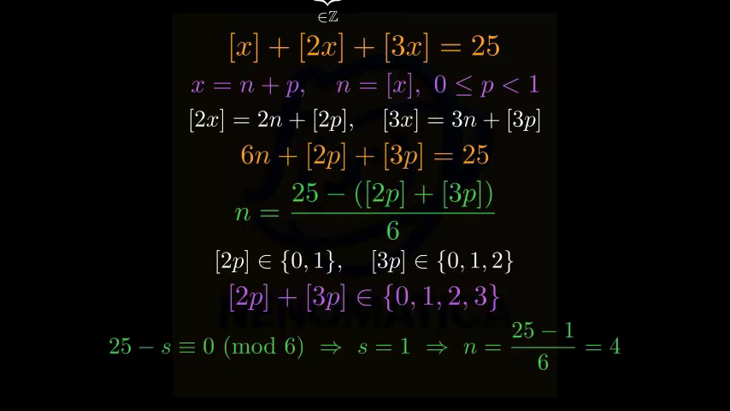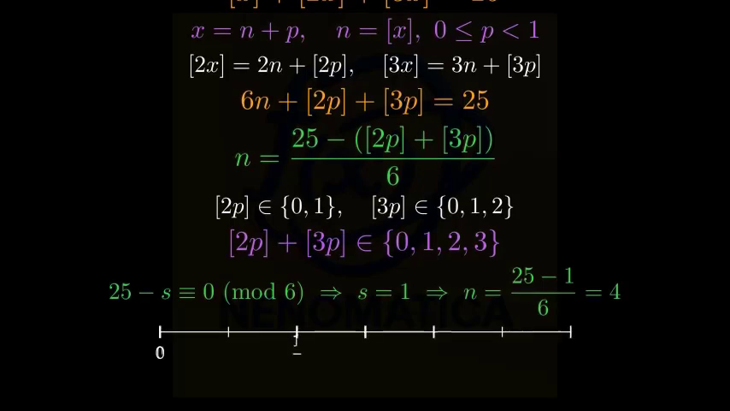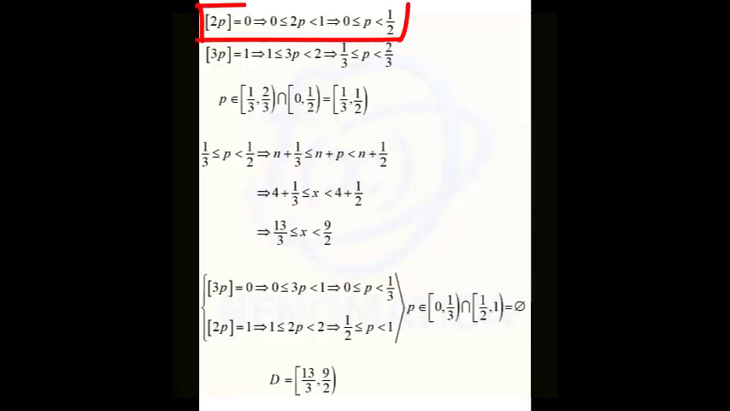Step 4. Now, we must find all p in the interval from 0 to 1, such that the sum floor of 2p plus floor of 3p equals 1. We will use a number line for p from 0 to 1, marking key points at 1/3, 1/2, and 2/3. The condition floor of 2p equals 0 means p is less than 1/2. The condition floor of 3p equals 1 means p is between 1/3 and 2/3. Their intersection is p from 1/3 inclusive to 1/2 exclusive.